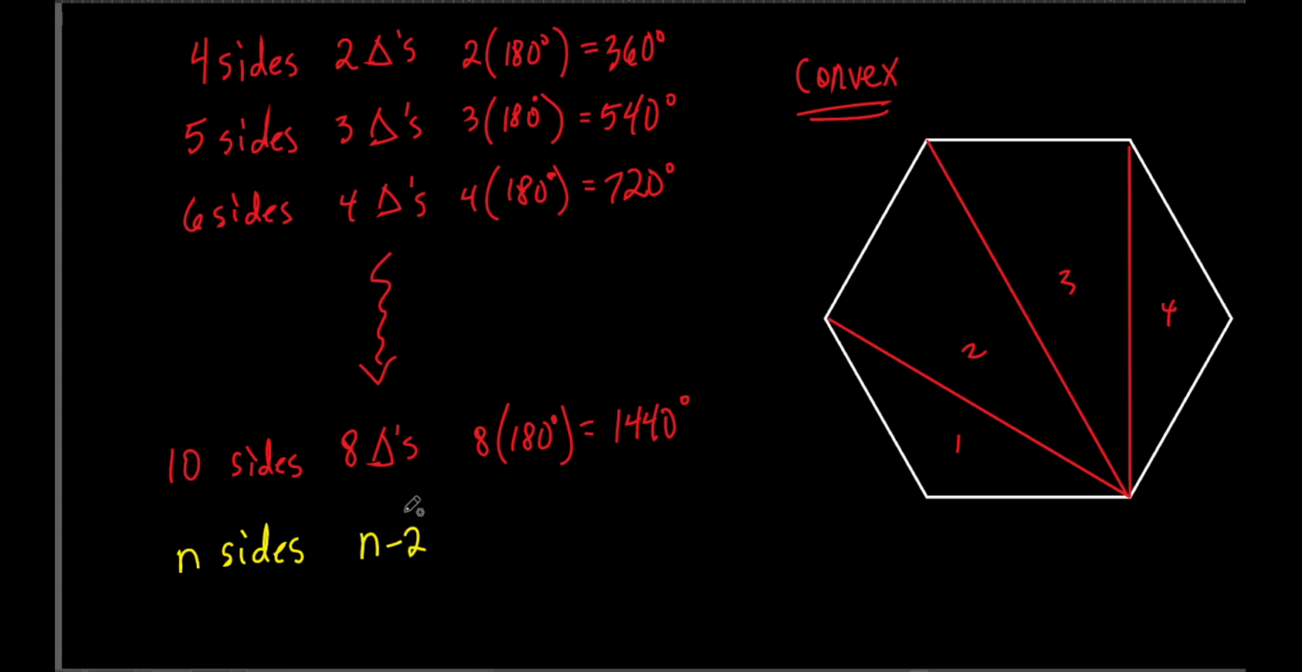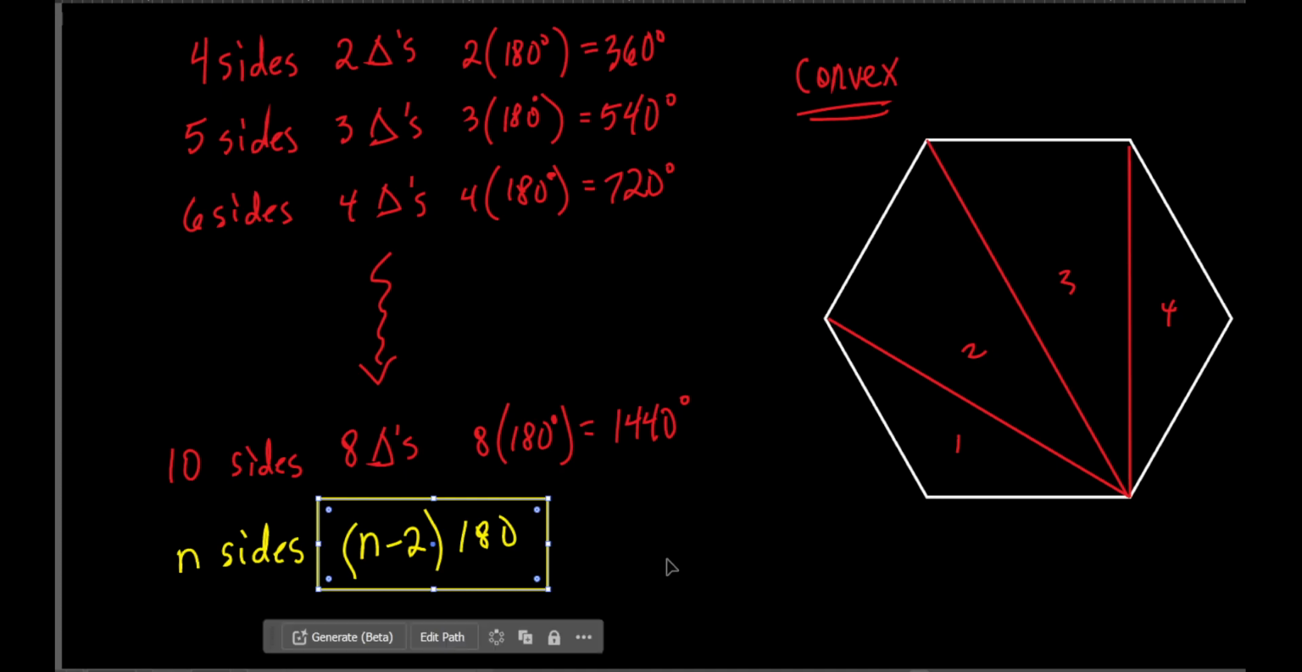So I've got n minus 2 triangles, which means what's the sum of the angles of any sided polygon? N represents any number of sides of a convex polygon, all right? So what's the formula? It's n minus 2 times 180. Look, we went 2 times 180, 3 times 180, 4 times 180, 8 times 180. So we're going to go n minus 2 times 180. That right there is your formula to find the sum of the angles of any convex polygon.